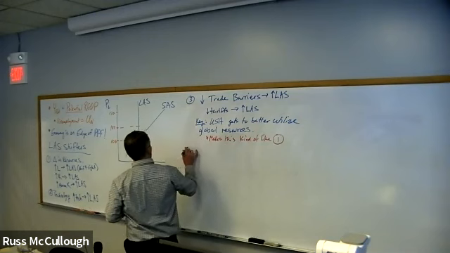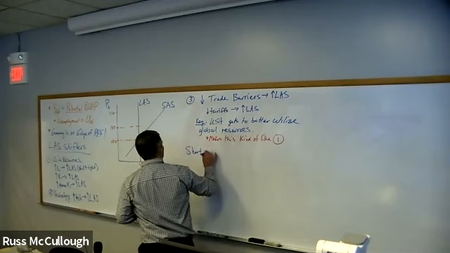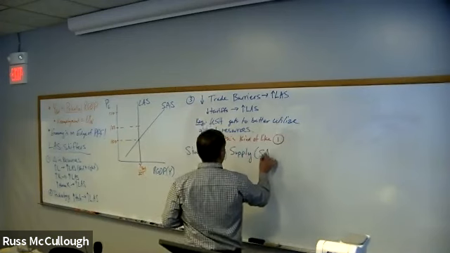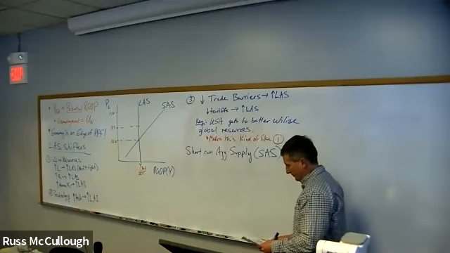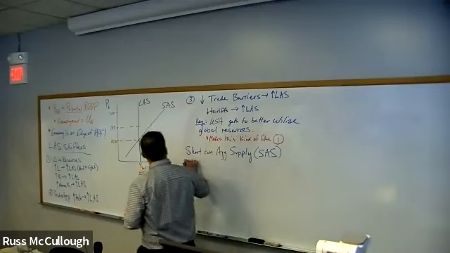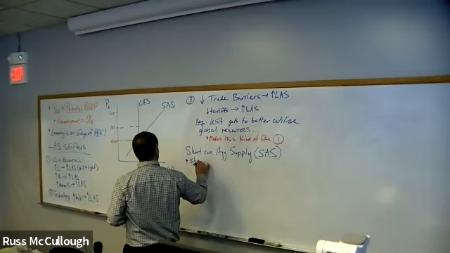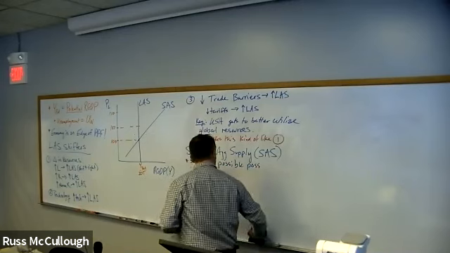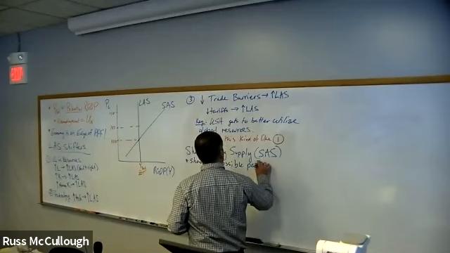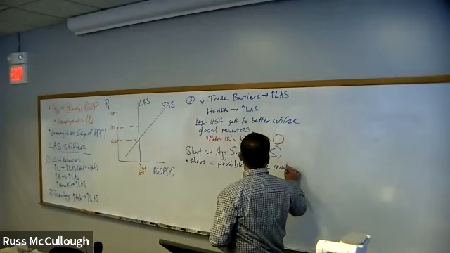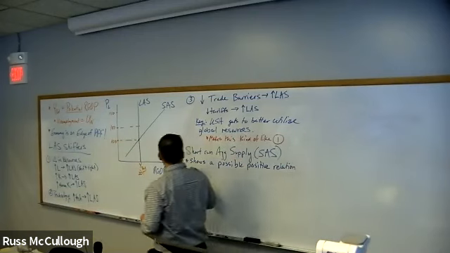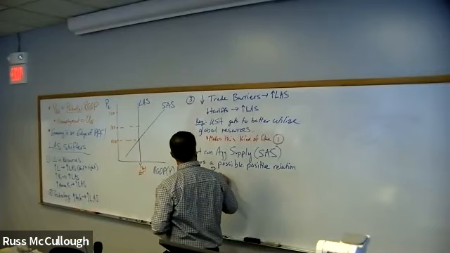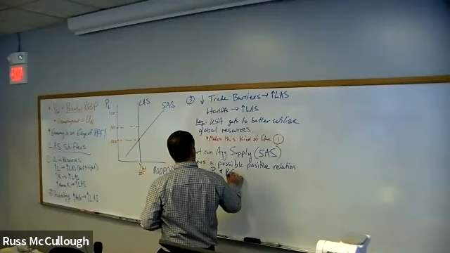All right, so the short run aggregate supply, the SAS curve, shows a possible positive relationship between the price level and real GDP.